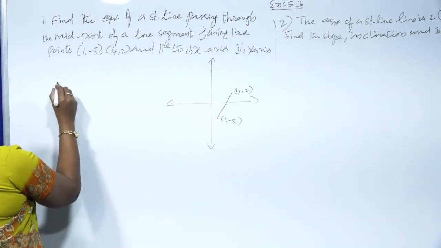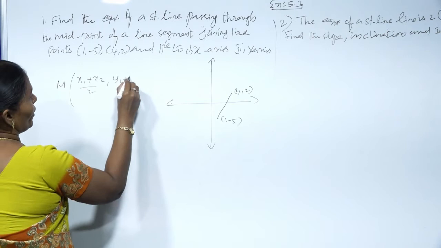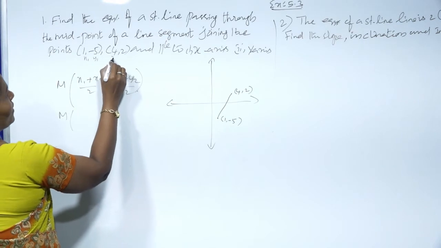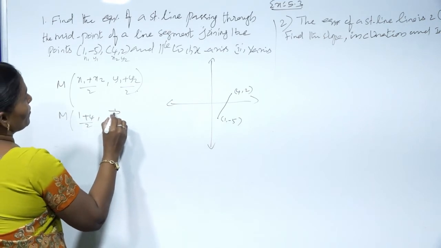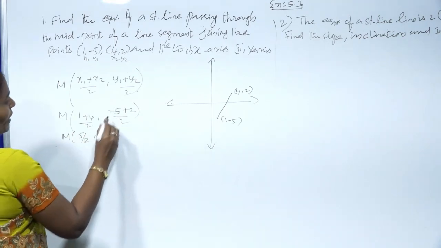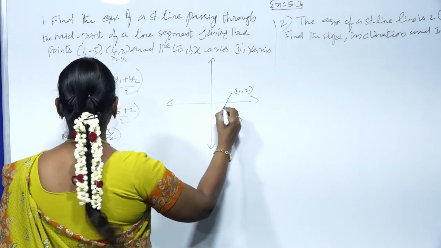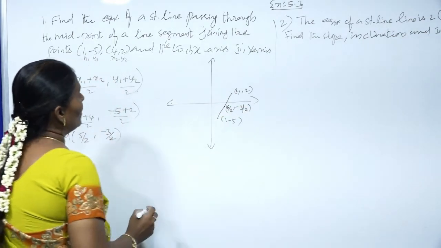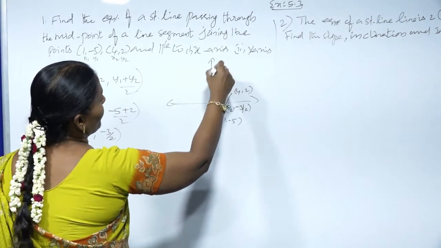You know the midpoint formula. Midpoint formula is (x1 plus x2 by 2, y1 plus y2 by 2). Here substitute that. Consider this x1, y1, this is x2, y2. So (1 plus 4) by 2 comma (minus 5 plus 2) by 2. So it is 5 by 2 and here minus 3 by 2. So the midpoint of this line segment is (5 by 2, minus 3 by 2). The lines pass through this point, parallel to the x-axis and the y-axis.